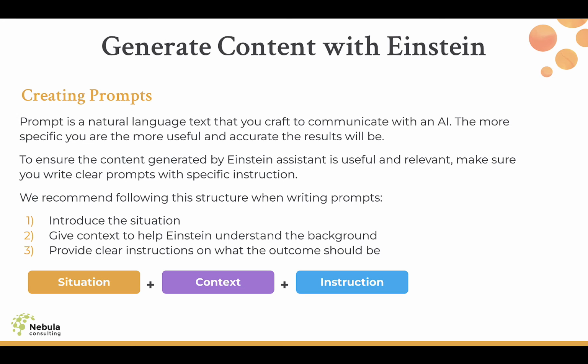To make sure that the content generated by the Einstein Assistant is useful and relevant, make sure that you're writing clear prompts with specific instructions. We recommend following a structure when writing your prompts. First, introduce the situation, then provide context to help Einstein understand the background, and then provide a clear instruction on what the outcome should be.